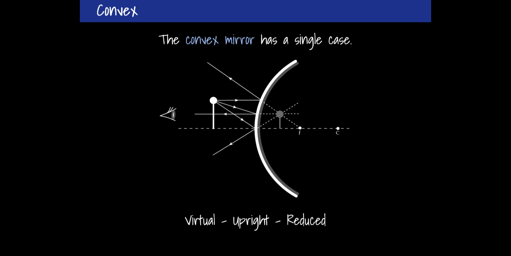Tracing all of those rays back, the image is always on the far side of the mirror. The image is always virtual for a convex mirror. It's upright, and it always is. And it's reduced, and it always is.